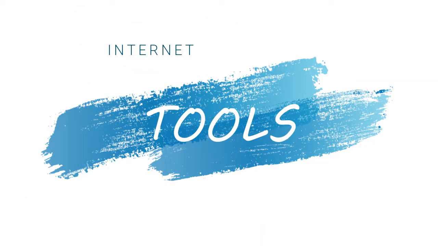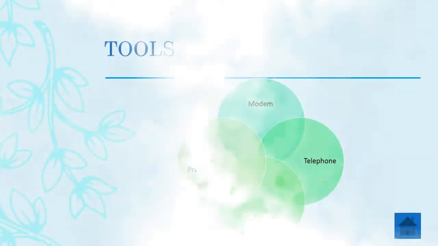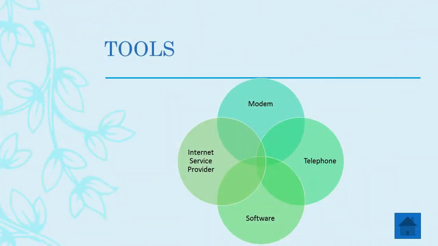For connecting to the internet, we must have some tools. We must have a computer, a hard disk containing software to connect to the service provider and the internet browser, and also a hard disk to store the information that you do. And you must have some tools to access the internet. The special tools to access the internet are, the first one is telephone, software, and internet service provider.